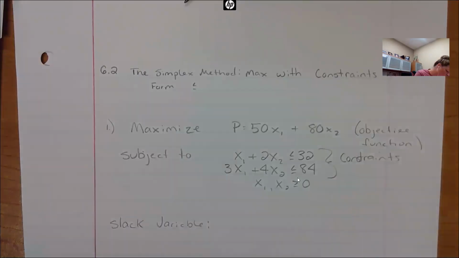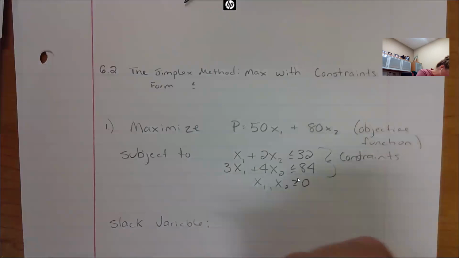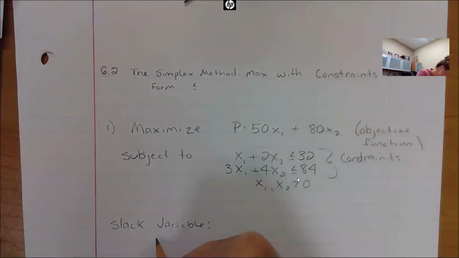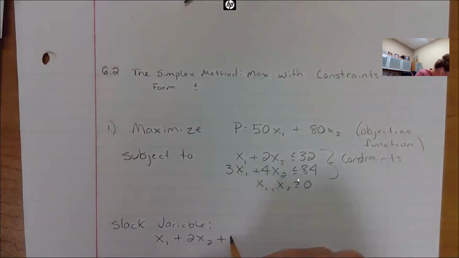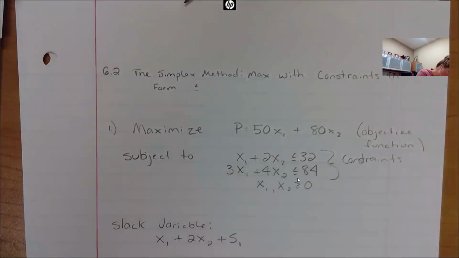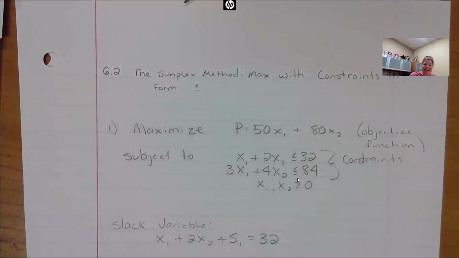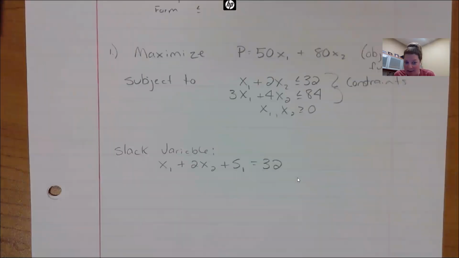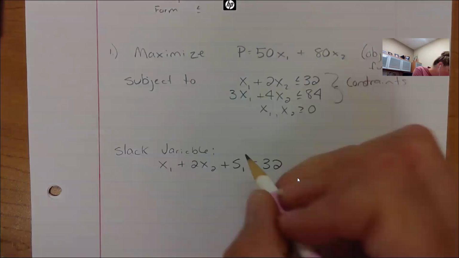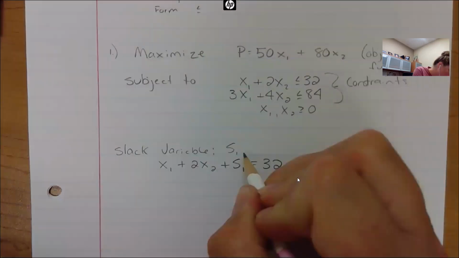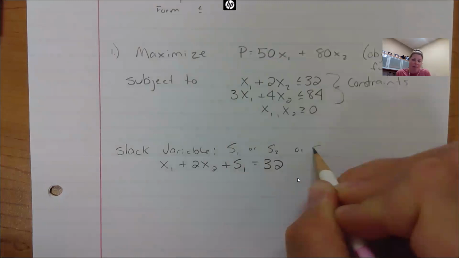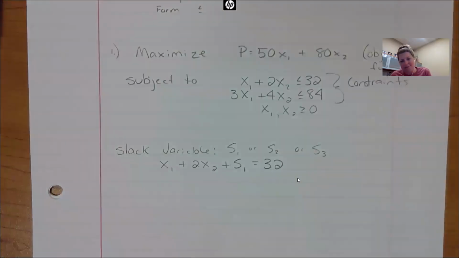So I'm going to write this with what we call a slack variable. I'm going to say x1 plus 2x2 plus a slack variable makes this equal to 32. So I am adding in a slack variable, and we're going to call those S1 or S2 or S3. Typically, a problem is just going to have 2 slack variables. Sometimes they'll have 3, but usually 1 or 2, because otherwise the problems get too long.